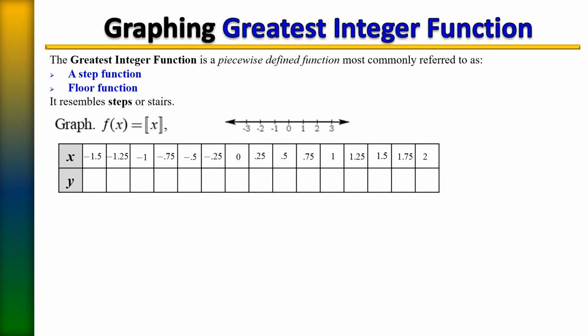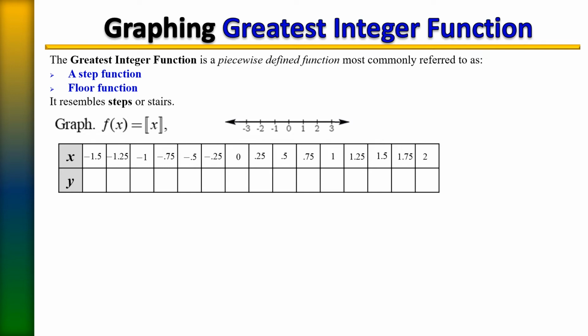To graph this function, I've given you a table of values here where we've already input some values for x. Let's evaluate these values of x so that we can get our output and see what this graph would look like. Let's begin by plugging in negative 1.5. If we replace x with negative 1.5, what we want to know is what is the greatest integer that is less than or equal to negative 1.5.